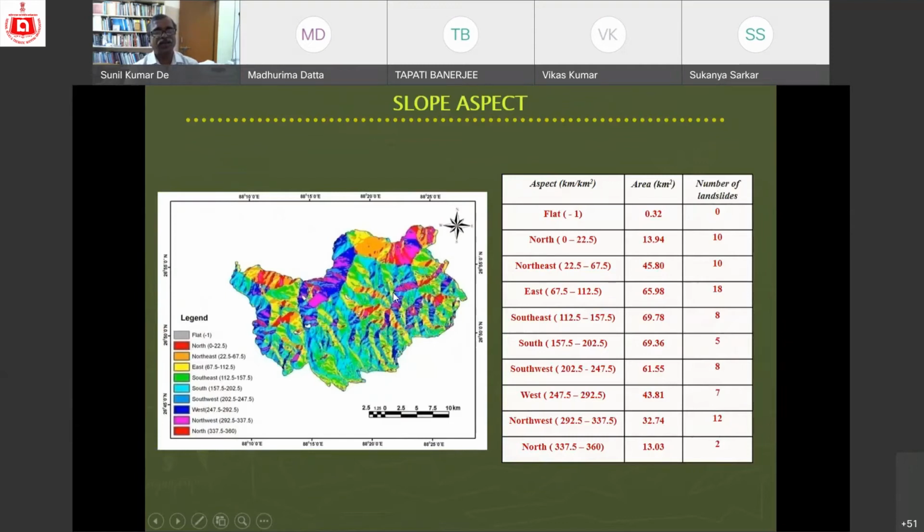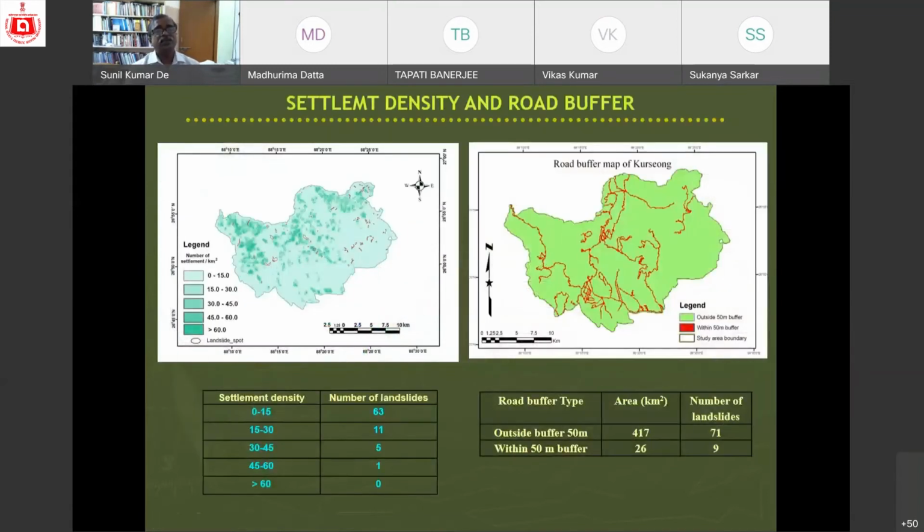North, northeast and eastern part are suffering from a huge number of landslides in this case. Why is it so? Because monsoon wind comes from the southwestern part, hits firstly in the northeastern part of Meghalaya plateau. After that, it takes the route of the Himalayan foothill zone and hits this area. So this area is suffering from less number of landslides, and eastern, northeastern, all these parts are suffering from more number of landslides. Then settlement density and then road buffer.